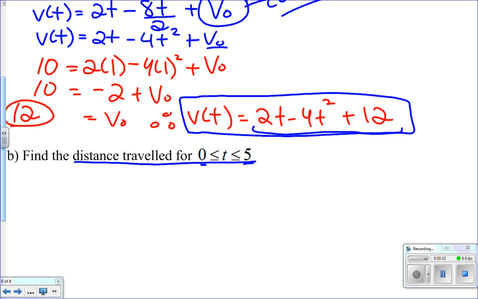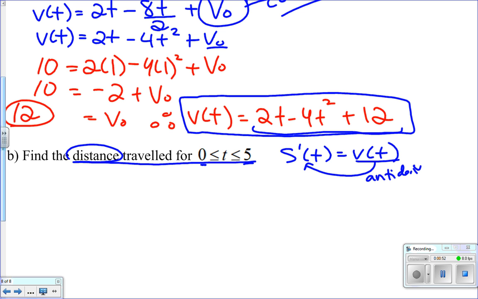So the first thing you want to do, since we want to find the distance traveled, is find the position time function. Remember this relationship: if I take the derivative of a position time function, I get the velocity function. However, we are given the velocity time function and we want to go the other direction. So once again, we have to take the antiderivative of the velocity time function.